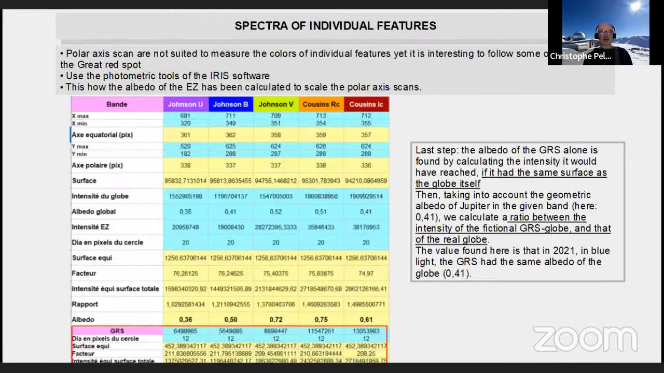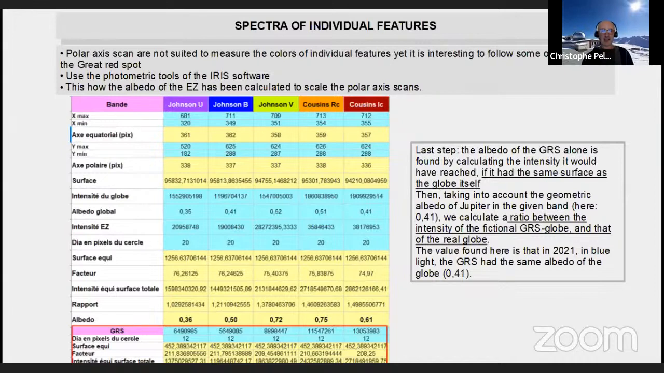The albedo of the red spot is found by calculating the intensity it would have reached if it had the same surface as the globe itself. Then taking into account the albedo of Jupiter in the band, which is 41% here, we can calculate a ratio between the intensity of that fictional red spot globe and that of the real globe. The value found here in 2021 is that in blue light, the Great Red Spot had the same albedo as the globe.